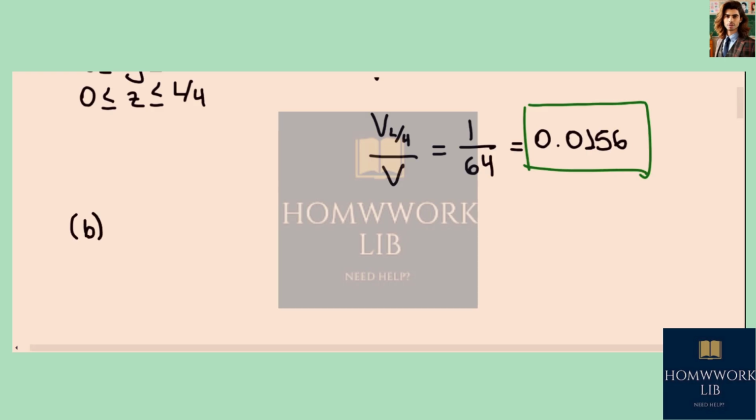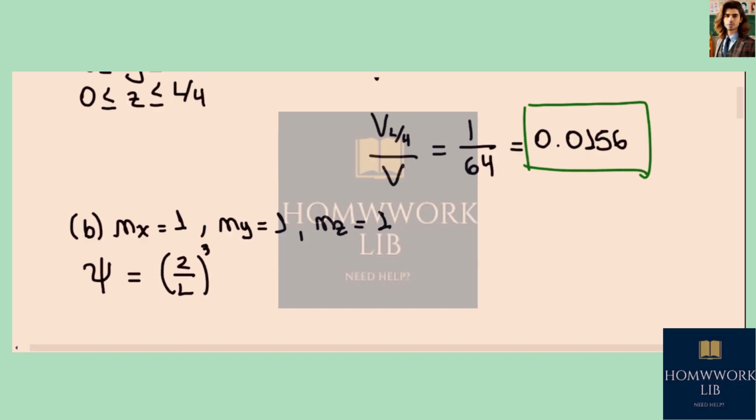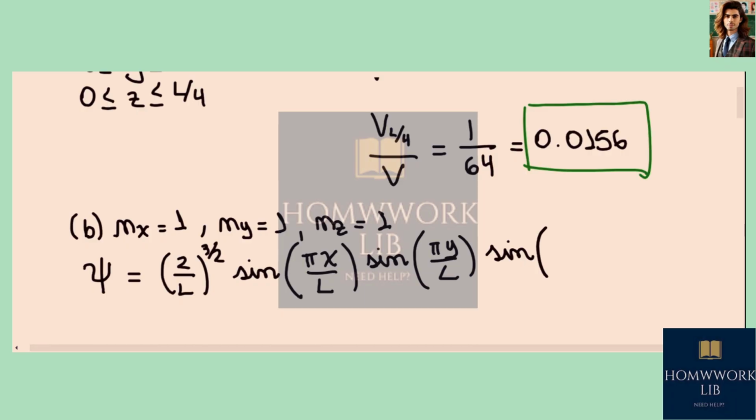Then in question B, we have to calculate what is the probability that the particle will be in this region for the ground state. That is when n_x is equal to 1, n_y is equal to 1, and n_z is equal to 1. Well, remember that the wave function is (2 over L) to the 3 halves, times the sine of pi x over L, sine of pi y over L, times sine of pi z over L.